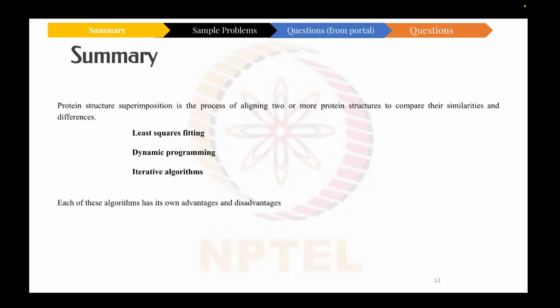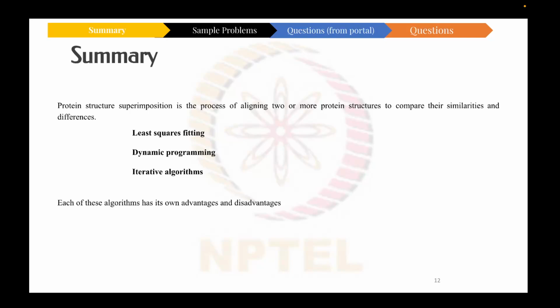Then we'll start with protein structure alignment. Sequence alignment we have studied. We have studied pairwise sequence alignment. Under pairwise sequence alignment, we have studied dot matrix and dynamic programming methods such as Needleman-Wunsch and Smith-Waterman algorithms for global and local alignments, and then we have studied multiple sequence alignment as well.